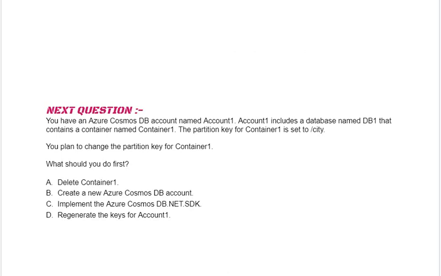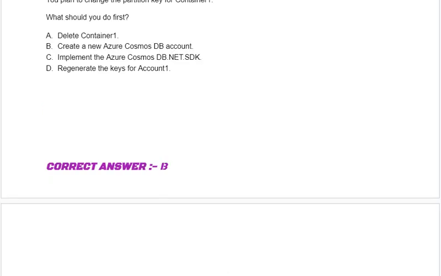Next question is, you have an Azure Cosmos DB account named Account1. Account1 includes a database named DB1 that contains a container named Container1. The partition key for Container1 is set to city. You plan to change the partition key for Container1. What should you do first? Option A. Delete Container1. Option B. Create a new Azure Cosmos DB account. Option C. Implement the Azure Cosmos DB .NET SDK. Option D. Generate the keys for Account1. Correct answer is option B.